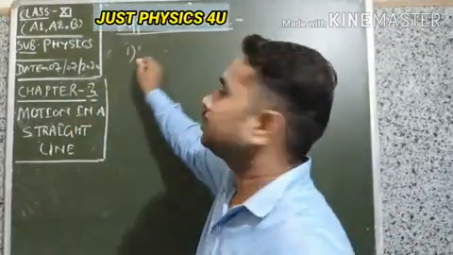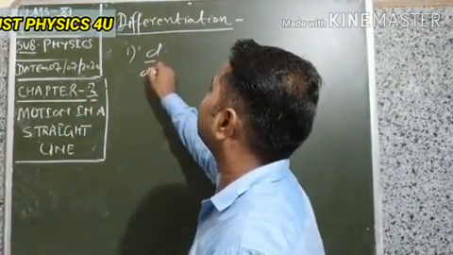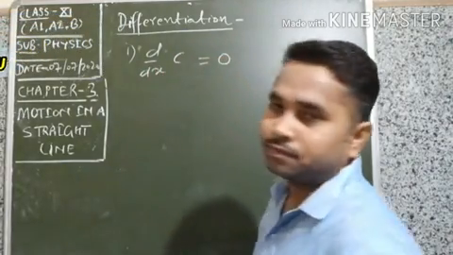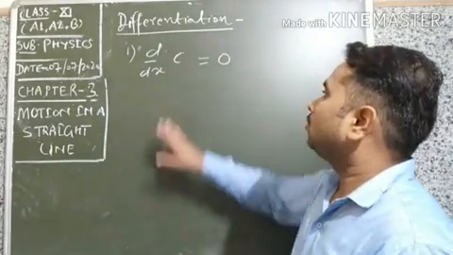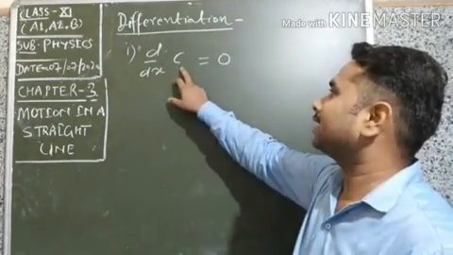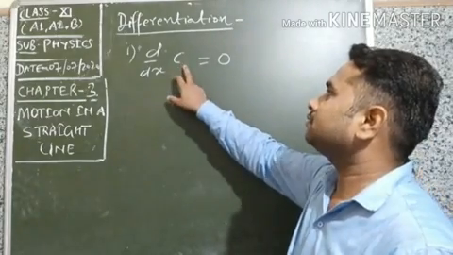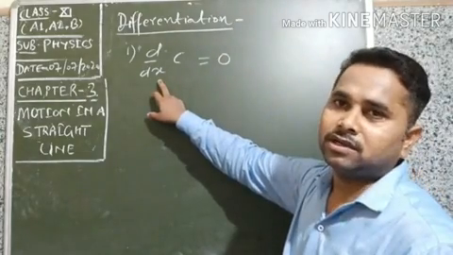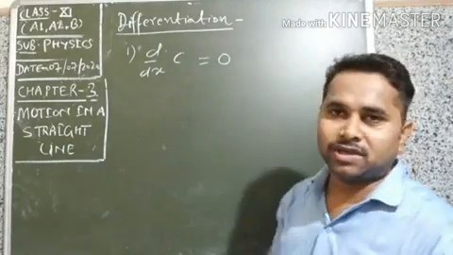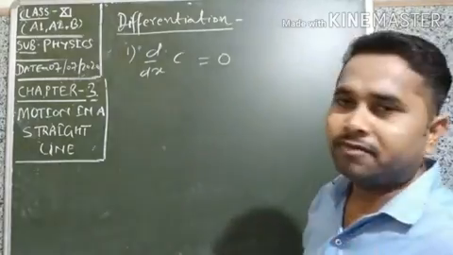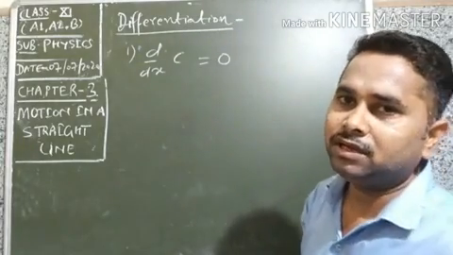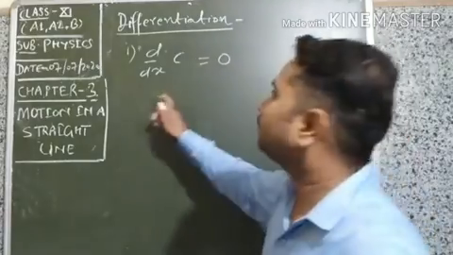The first rule was, when we differentiate a constant number, it will be 0. How will we read this? d dx of c, or directly say differentiation of c with respect to x, or you can also say derivative of c with respect to x, is equal to 0. We have seen an example for this rule also.